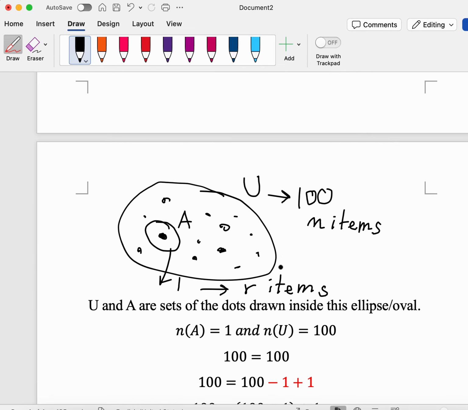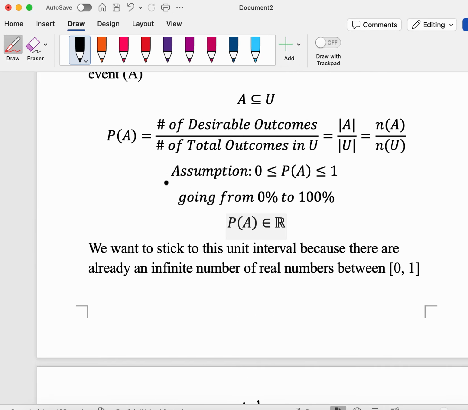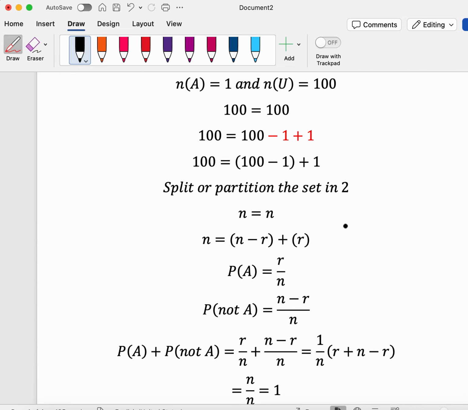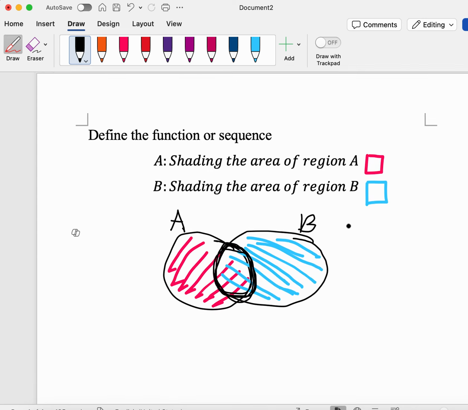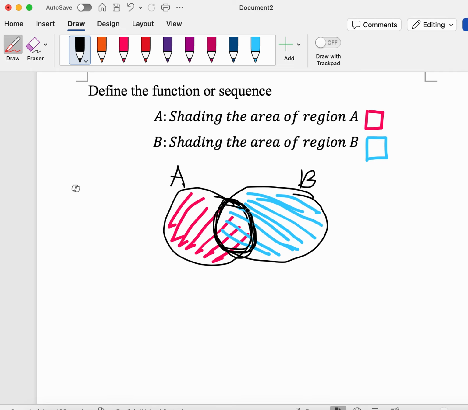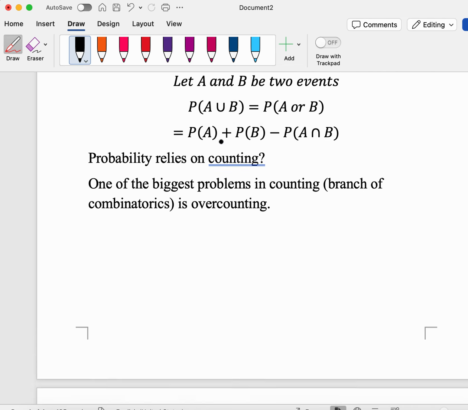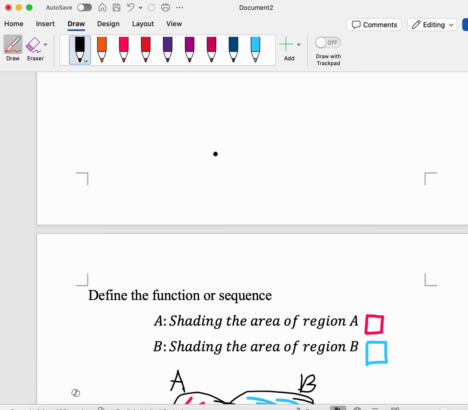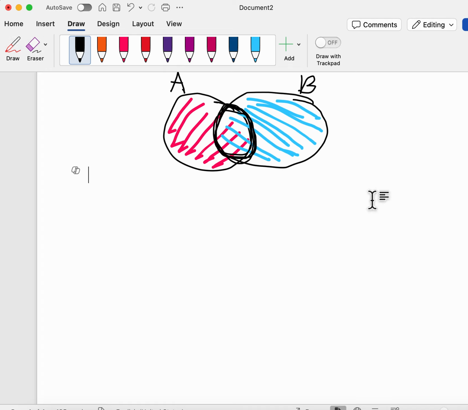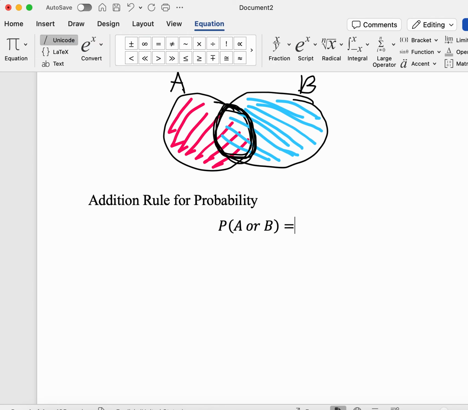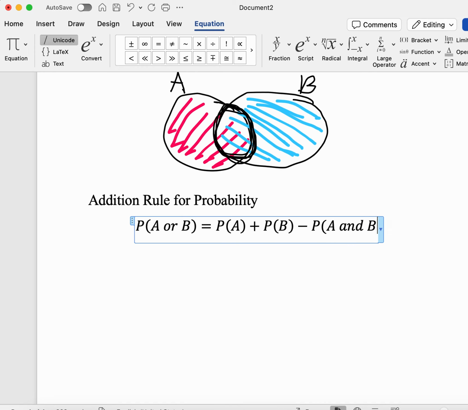Where is it? Trying to find where I put it. Yeah, here. This assumption over here contradicts that. So that's no good. So in order to correct this, we have to go and subtract this intersecting term over here. And that's where this particular formula comes from, the addition rule for probability. So let me rewrite it again. Addition rule for probability. P of A or B equals P of A plus P of B minus P of A and B.